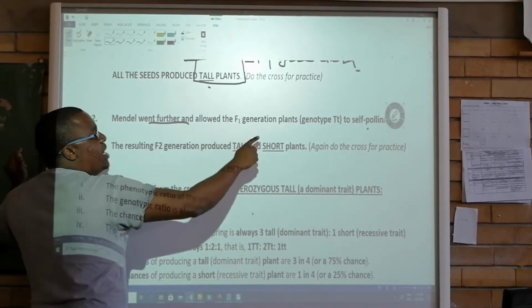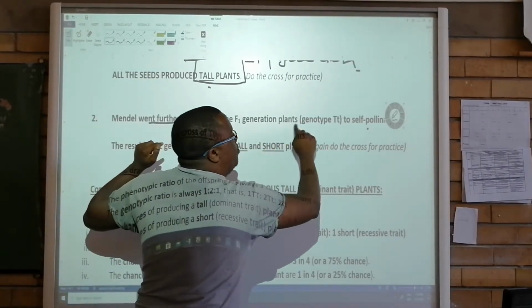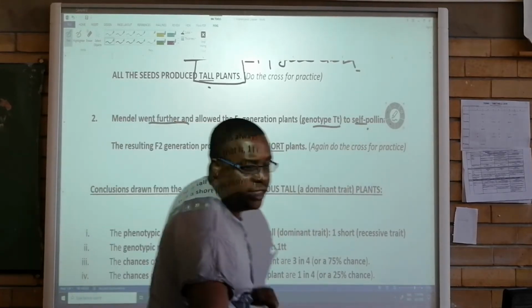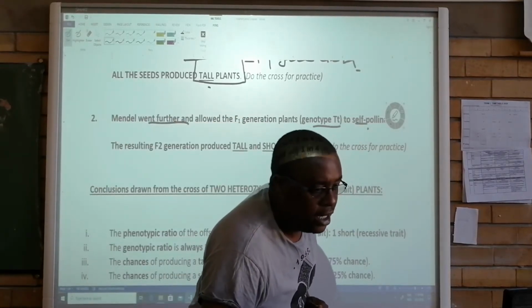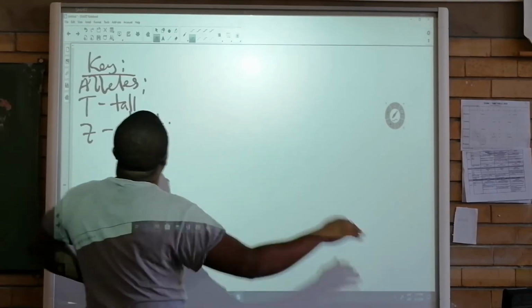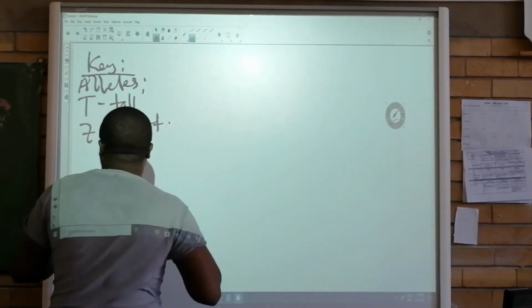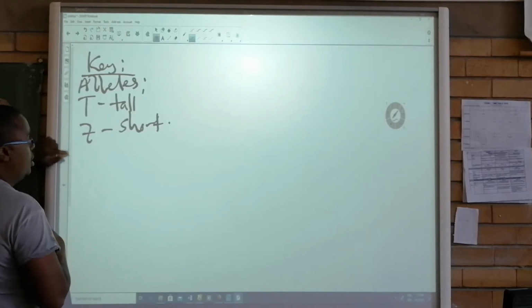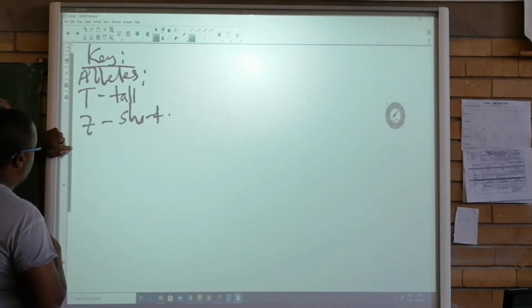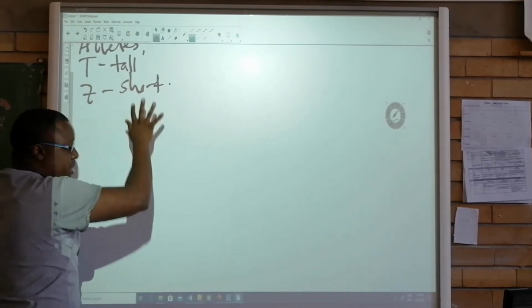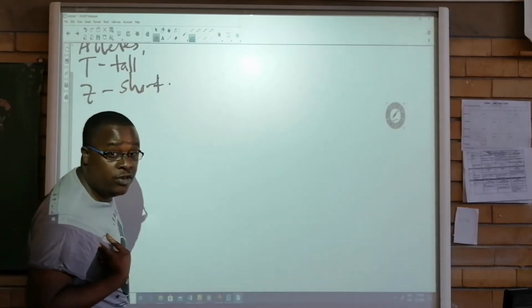Mendel went further and allowed the F1 generation plants with this genotype, heterozygous, to self-pollinate. Right. Let's make them self-pollinate like in our last lesson. So this is your key. Your key is there. It has to be there. Always. Right. I prefer to start with the phenotype.